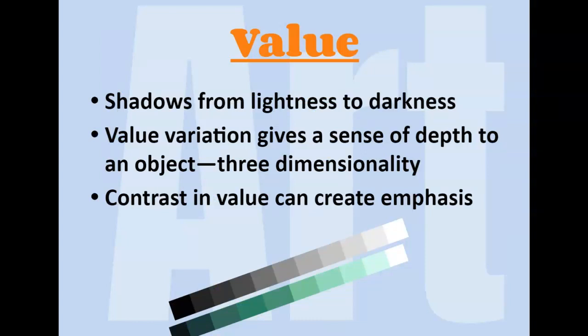And we have value. Value is the shadows from lightness to darkness. Value variation gives a sense of depth to an object, gives it a sense of three-dimensionality, and it builds contrast. Contrast in value can create emphasis in an object. You can see the two examples below. One is of a black, gray, and white scale, and the other is adding that scale into the color. So you have the color green, and once you slowly add white to the color, it gets lighter, and once you add black to the color, it gets darker.